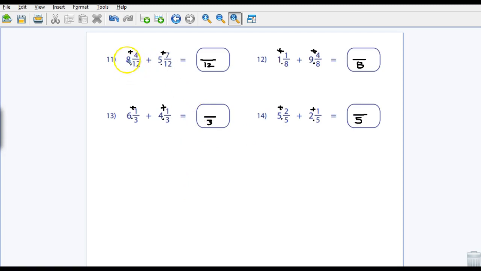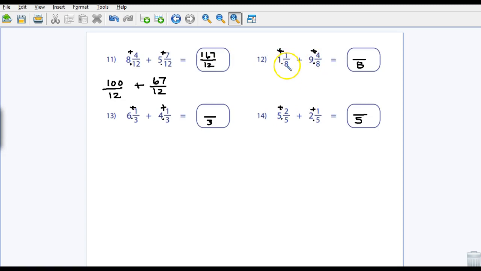Okay, so let's practice. 8 times 12 is what? 96. Plus 4 gives me 100 over 12. 5 times 12 is 60. Plus 7 gives me 67 over 12. And then we're going to add these two numbers up. And this is pretty easy. 100 plus 67 is 167. Let's do the next one.